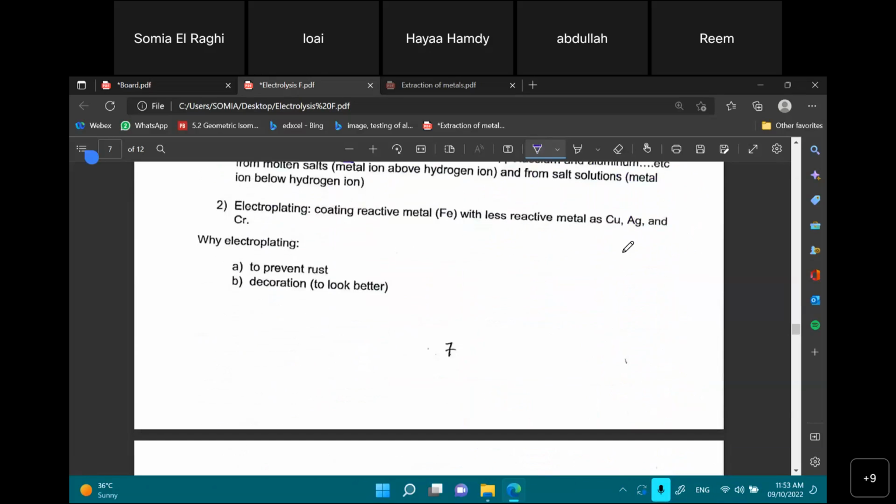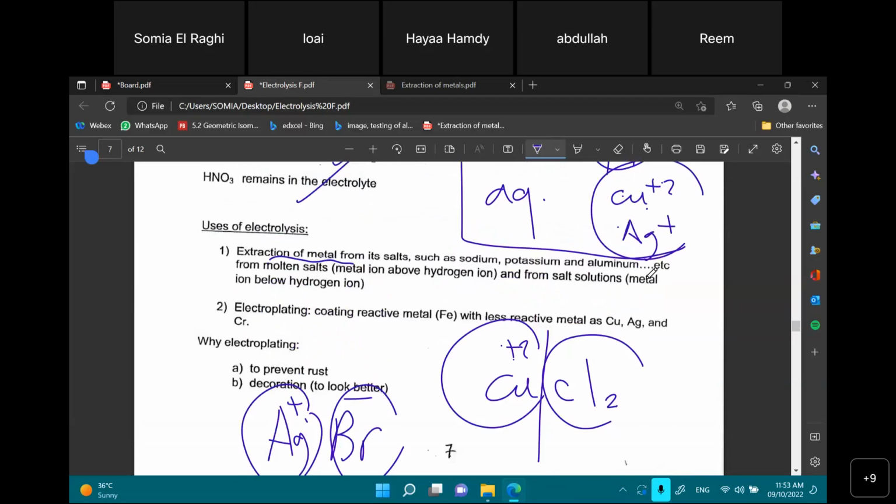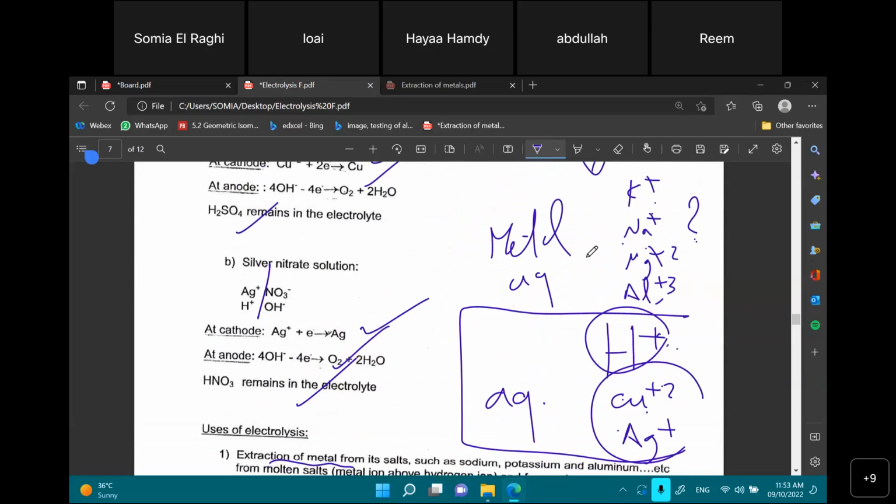Let's see one salt under hydrogen. For example, copper chloride: we get copper at cathode and chlorine gas at anode. If we have silver bromide, we get silver at cathode and bromine at anode. That is molten. But here I need to clarify this point: any aqueous salt above the hydrogen will never ever give metal. We get two kinds of gases. All right, clear? Please study.